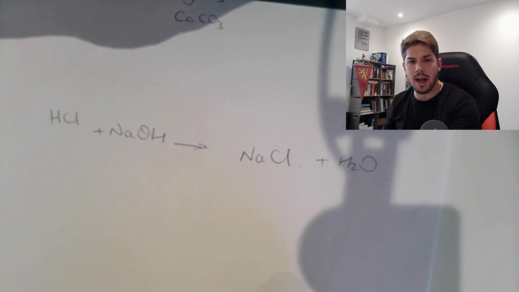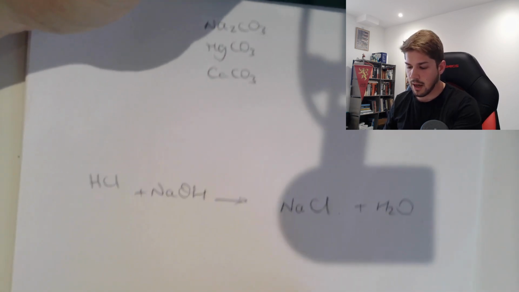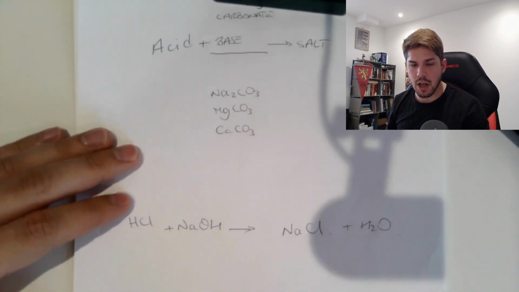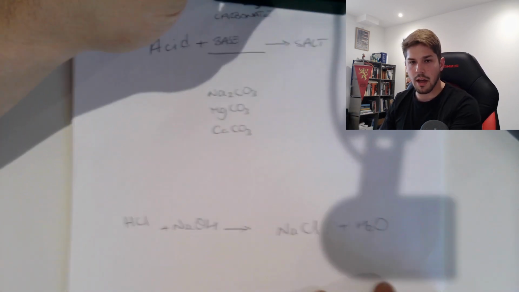How is that even possible? Well, let's break the acid into its ions and the alkali into its ions. I need to find a solution for the camera because I love it, but it's giving me shadow. You see, it's covering in there.